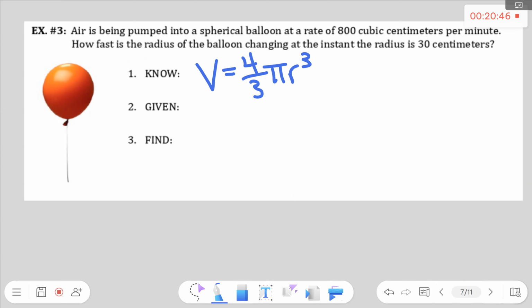Oh wait, guys, is it going to be d? You take the derivative of the volume of the sphere. So it's dV over dt, yes. What else are we given though? We're given the radius and cubic centimeters per minute. Cubic centimeters, that's a volume. That's dV over dt.